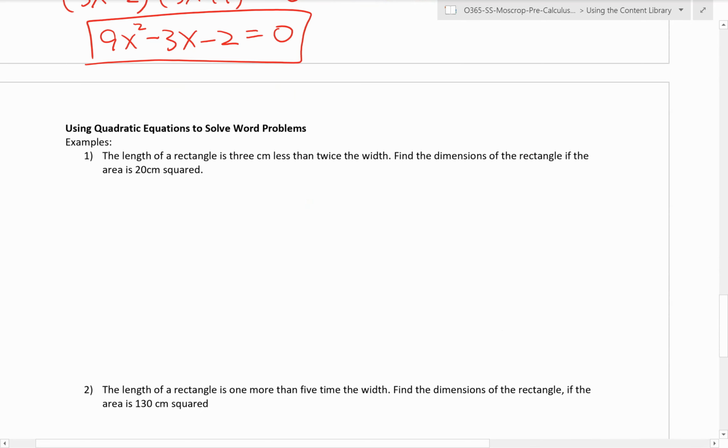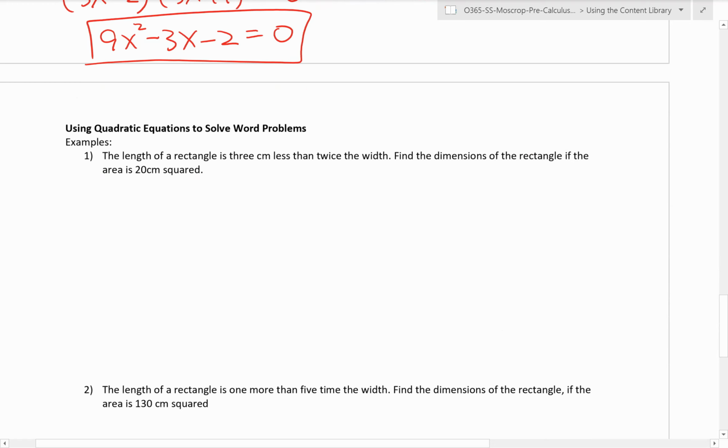Now, of course, we are going to deal with some word problems. I mean, that's what math is used for, right? We are going to solve some word problems. So therefore, I'm going to show some word problems. Okay, so here, let's see.